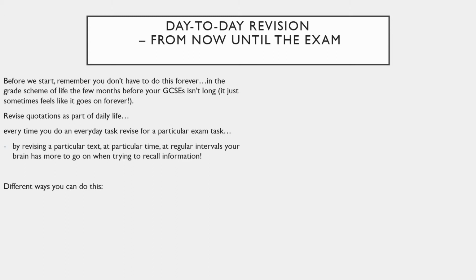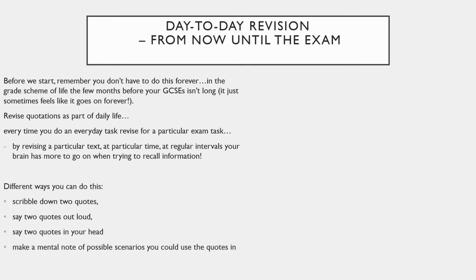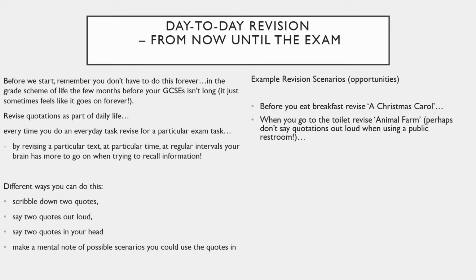So you can do this by scribbling down your quotes, saying quotes out loud, saying quotes in your head, making a mental note of the scenarios when the quotes could be used. So this is the bit where it gets a bit strange. You can see these scenarios or opportunities for revision all around you. So before you eat breakfast, you could always revise A Christmas Carol. So that means scribble down 2 quotes, say. When you go to the toilet, you could revise Animal Farm. Don't perhaps say the quotes out loud while you're in a public place. People might think you're very odd.